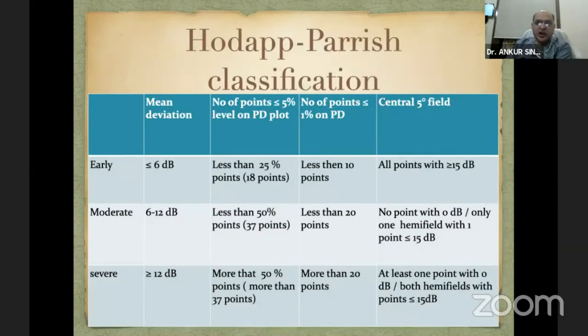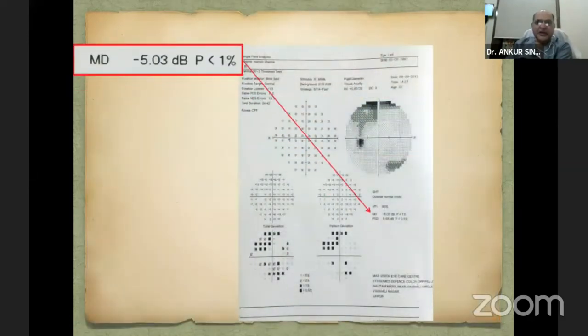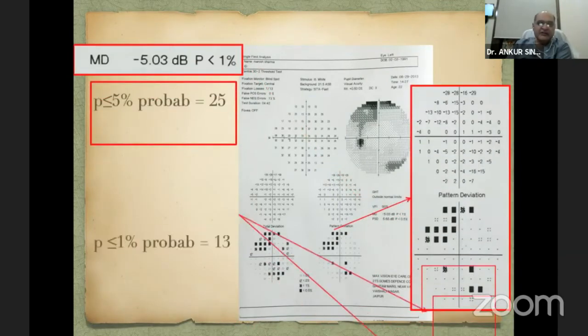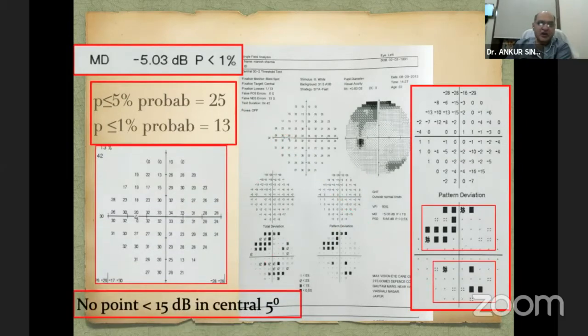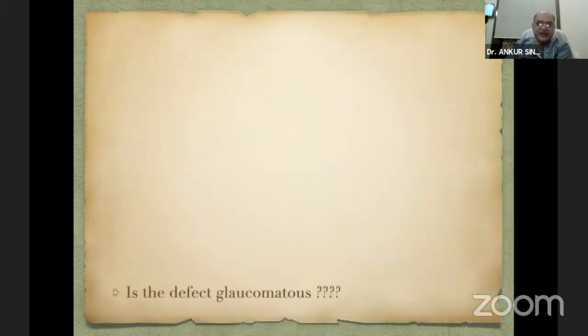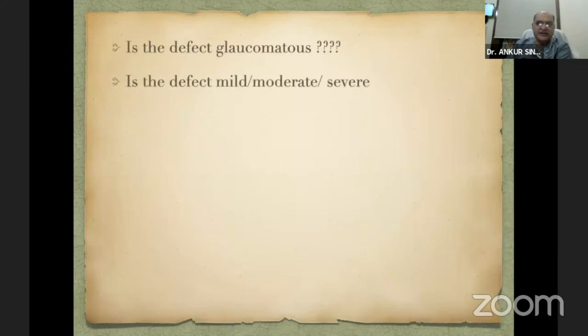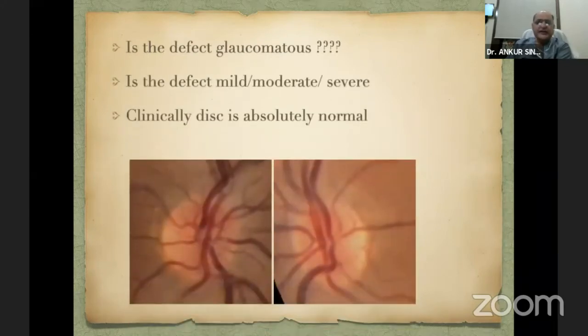Then we move on to the Hodapp-Parrish-Anderson classification, and we can try to classify this field as an early, moderate, or severe visual field defect. Mean deviation is less than -5, so it probably falls into an early kind of visual field defect. There are 25 and 13 points, so probably it falls into a moderate kind of visual field defect. And there is no central point having a depressed value of less than 15 decibels, so it is definitely not severe. So looking at these fields, we would probably classify this as glaucomatous, a mild to moderate visual field defect.